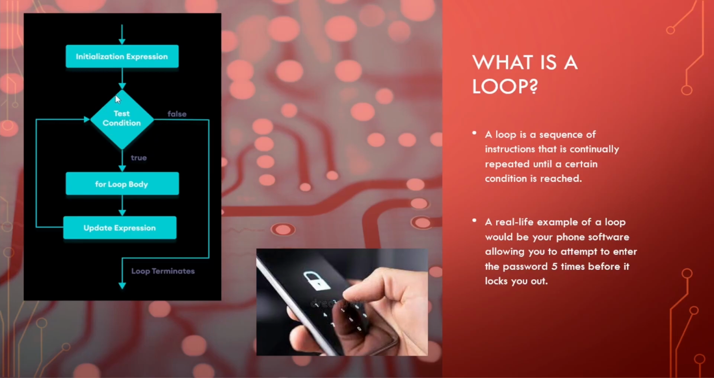Then we have a test condition. It tests whether you have failed 5 times. If not, well then you can have another attempt. And each time an attempt is made, it updates the number of attempts. So if it's 0, if you fail once, it adds 1, then 2, 3, 4, and on the fifth time, it will notice that you have failed 5 times and it will exit the loop and lock you out.